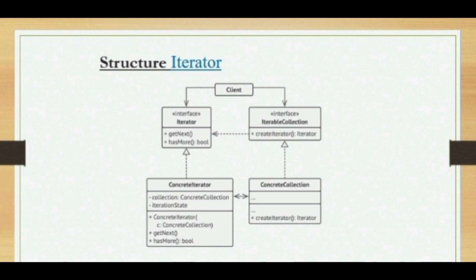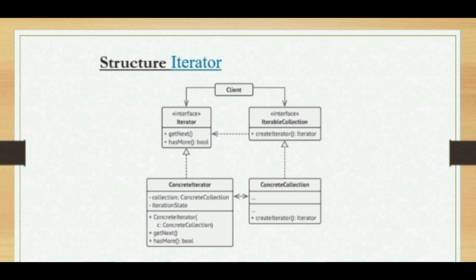Assalamu alaikum. My name is Asif, and today I will present to you what is a structure iterator. A structure iterator is a behavioral design pattern used to traverse elements of a collection without exposing the underlying representation. And now I will explain the components in the diagram.